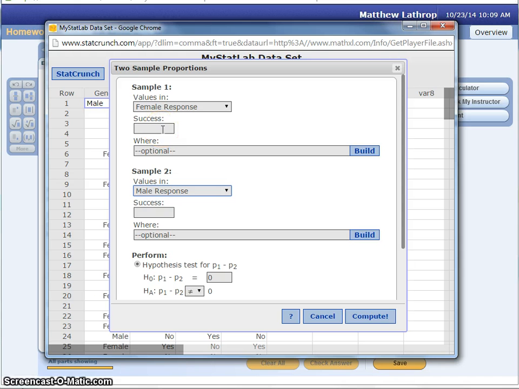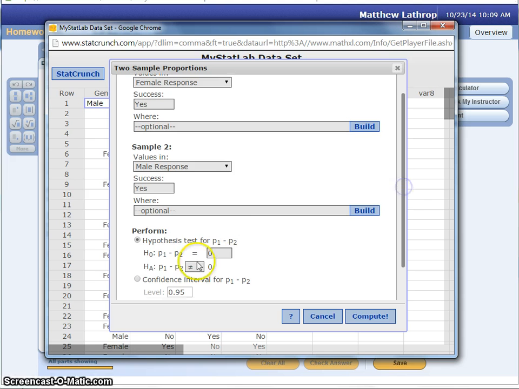And what we have to do is identify what's a success. In the context of this problem, a person saying yes is a success. So we need to just type in that word. StatCrunch is going to run through that list of data and determine how many yeses there are, how many no's there are, and conduct the test for us.